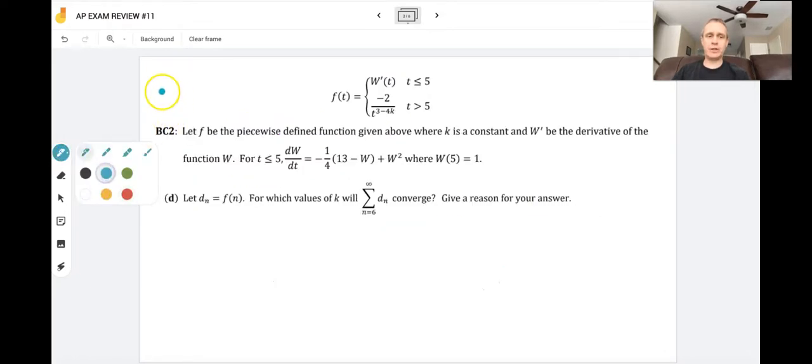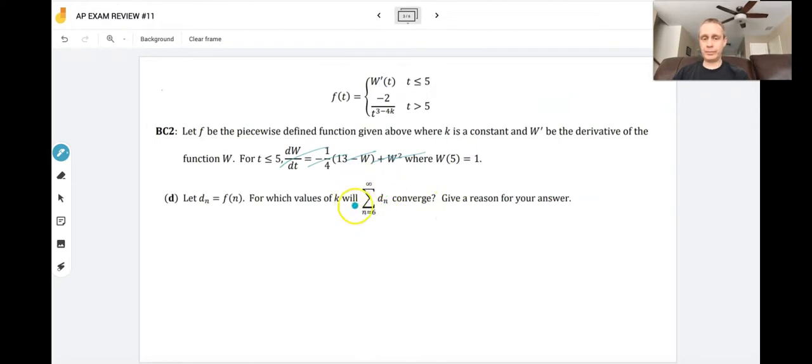Okay, in this question here in BC2, we have a piecewise function for the function f of t, and we're told that it's given above where k is a constant and w prime is a derivative of the function w. I really don't think we need this for this particular problem. Part D, let d of n equal f of n. For which values of k will this particular series with general term d sub n converge? Give a reason for your answer.